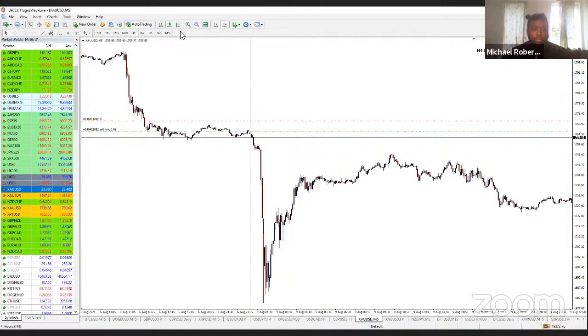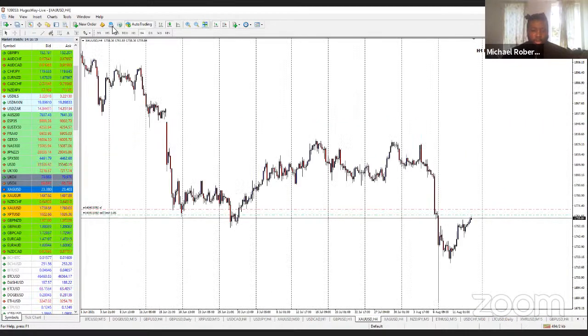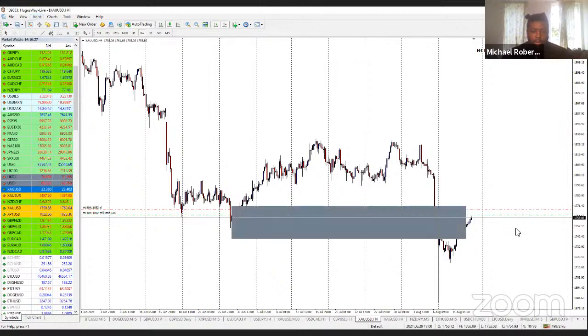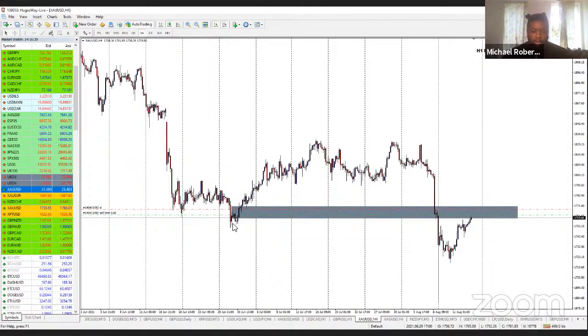All right. Now, the reason I'm basing my area around about here is because there is a large range of where the price could go to. There is this area here, which is what I'm working with at the moment. Okay, right here.